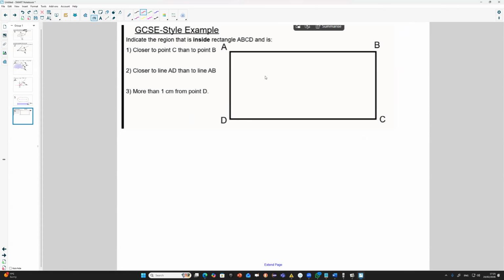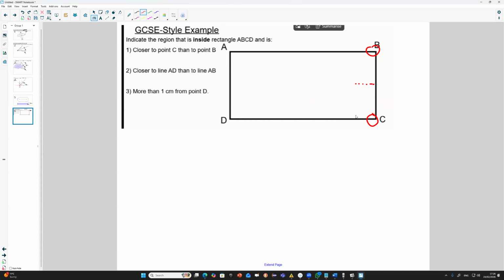So if I do a little sketch of it first, it's got to be closer to C than it has to be to B. Can you see that would be these points? If it's closer to C than B, it would have to be anything in that bit. All of the points in there would be closer to C than they would be to B. So obviously we need the perpendicular bisector there.